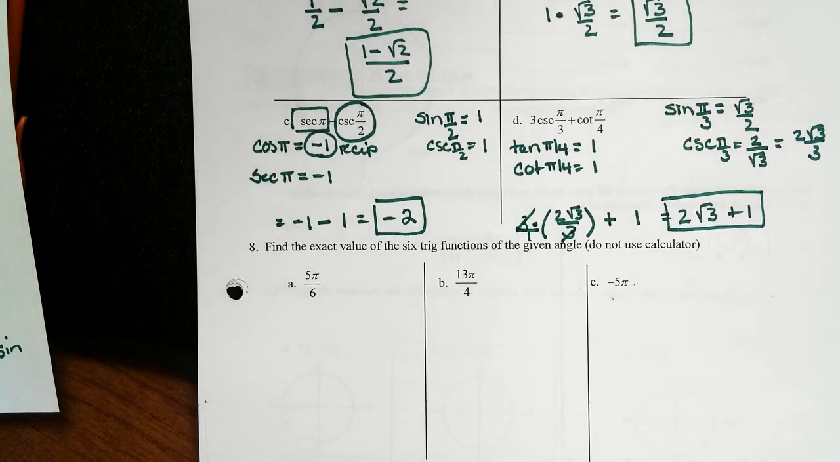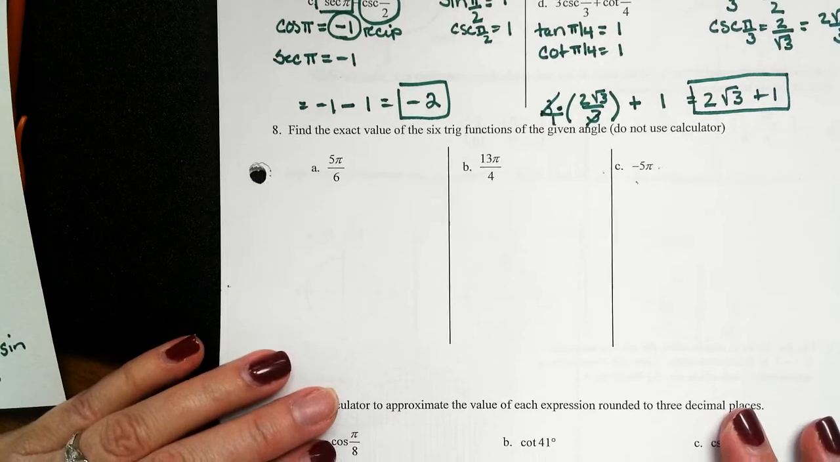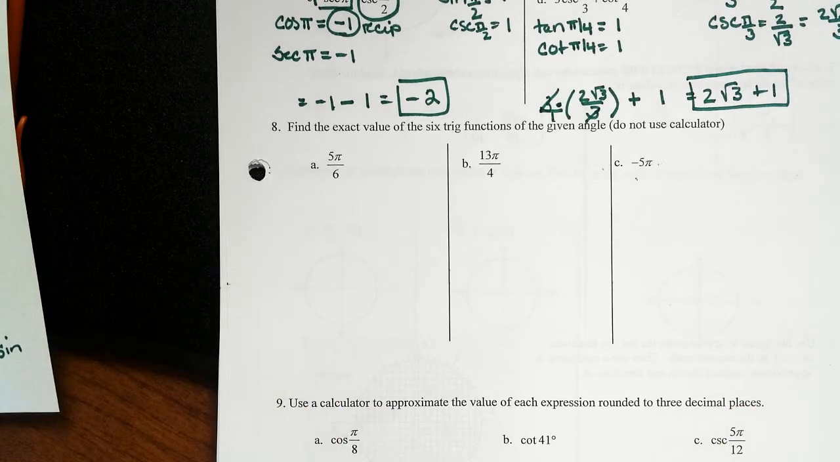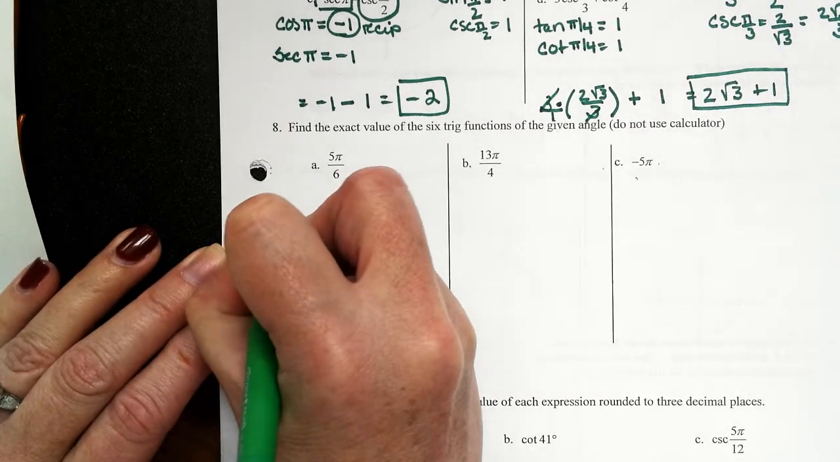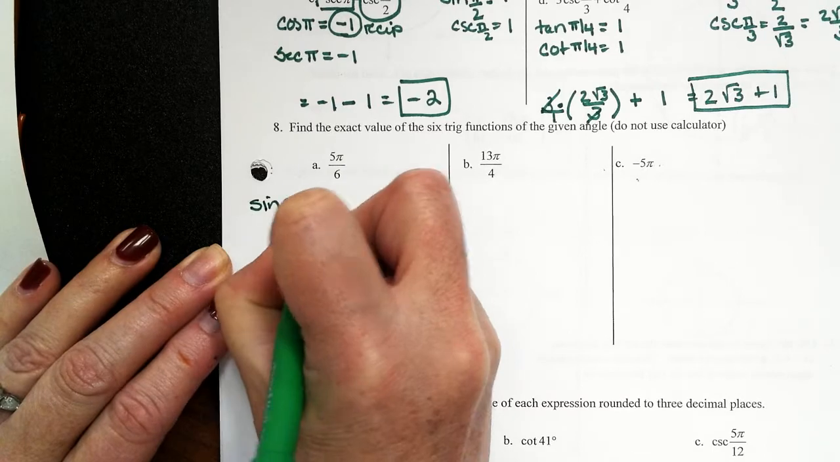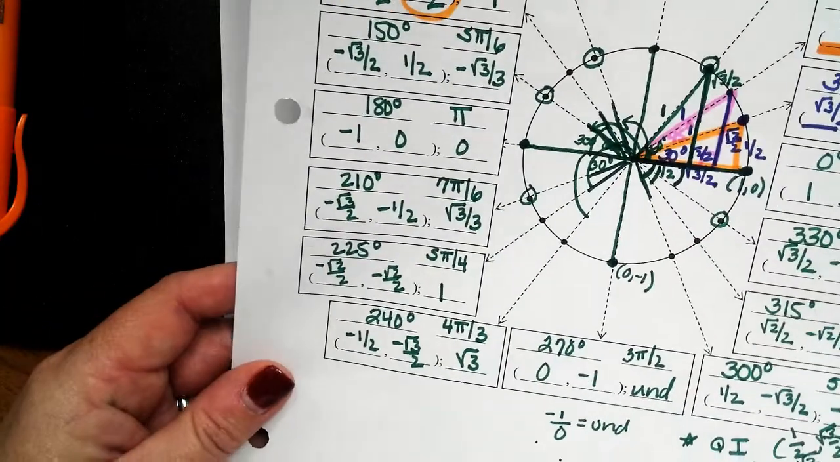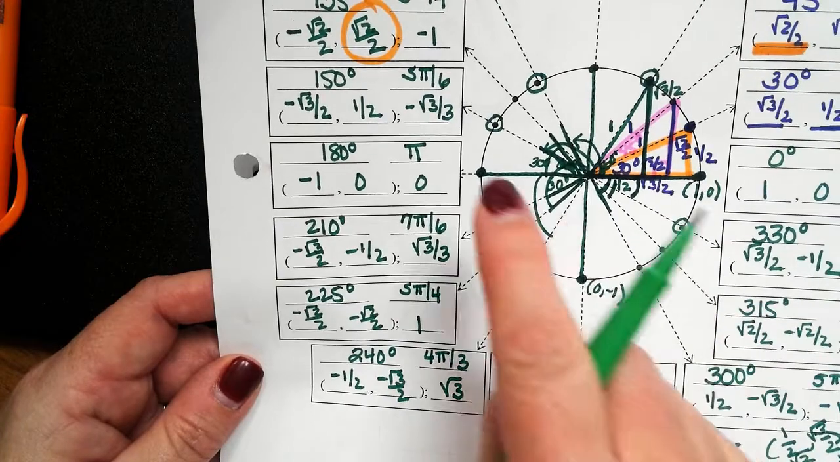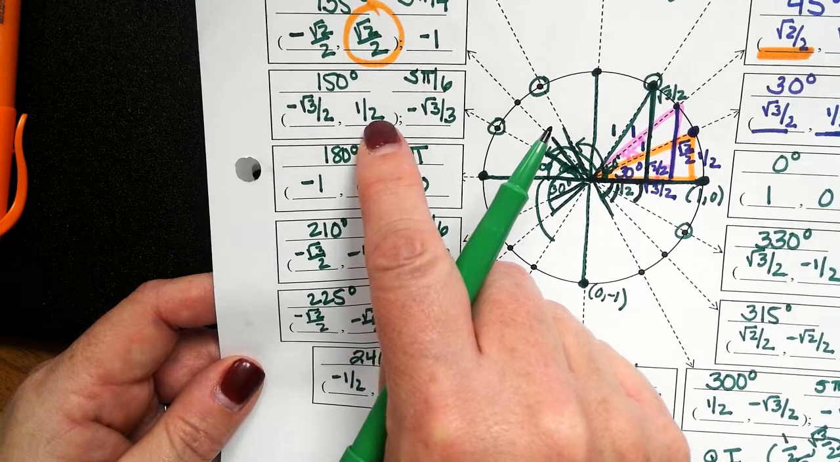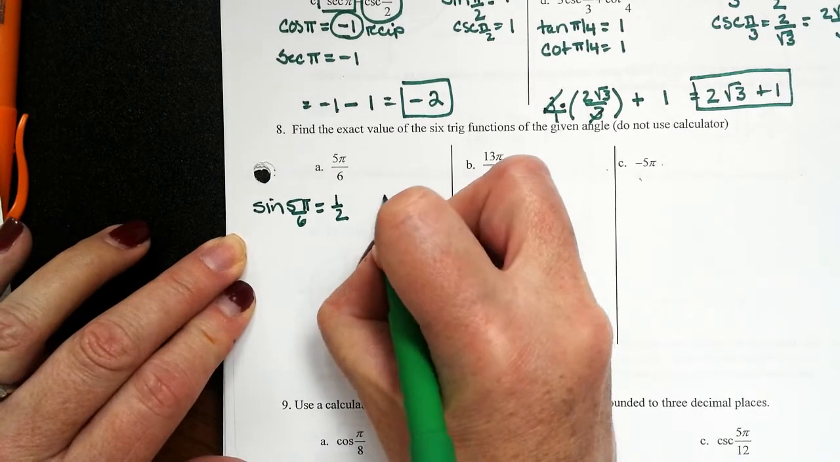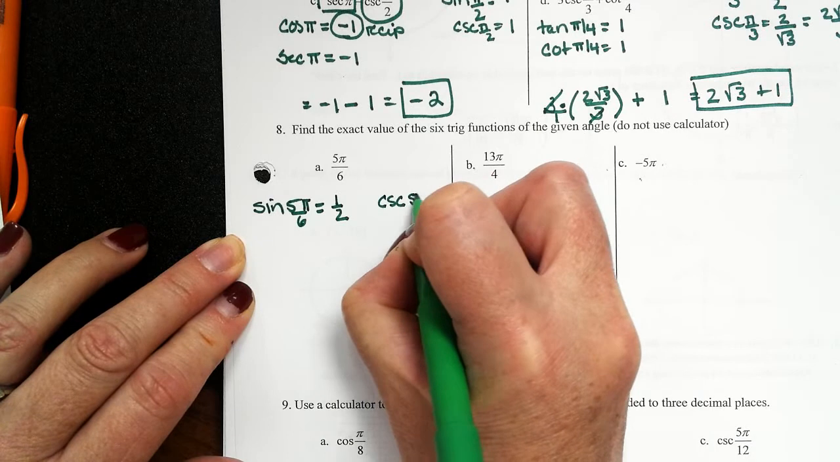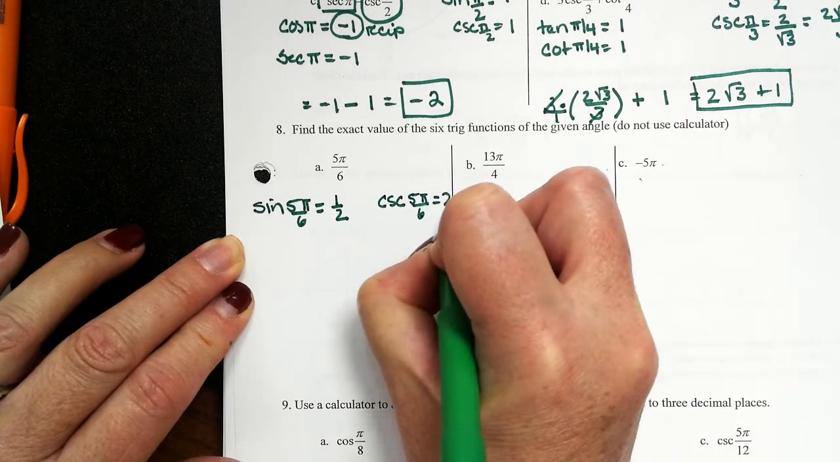Remember, cosine are your x-coordinates, sine is your y-coordinates. So when you're looking on the unit circle and you want to find the exact value of all 6 trig functions, so looking at 5 pi over 6. So again, to find the sine of 5 pi over 6, we want to find 5 pi over 6 on the unit circle, and I'm going to find the sine, which remember is the y-coordinate. So the sine of 5 pi over 6 is 1/2. Well, if I know the sine, I know the cosecant by taking the reciprocal. So cosecant of 5 pi over 6 is 2 over 1, or just 2.